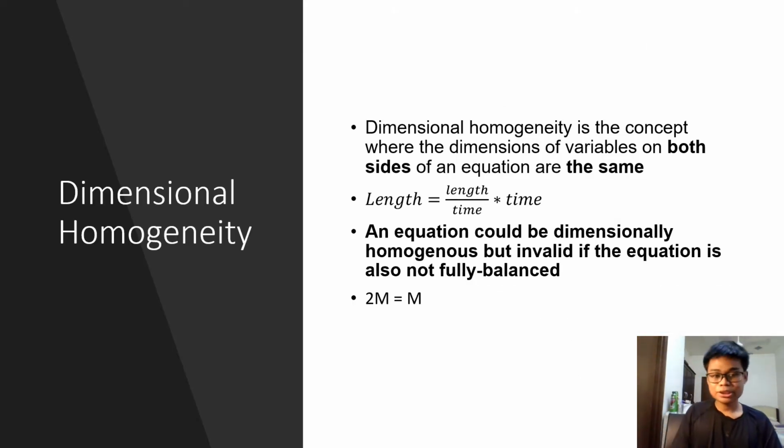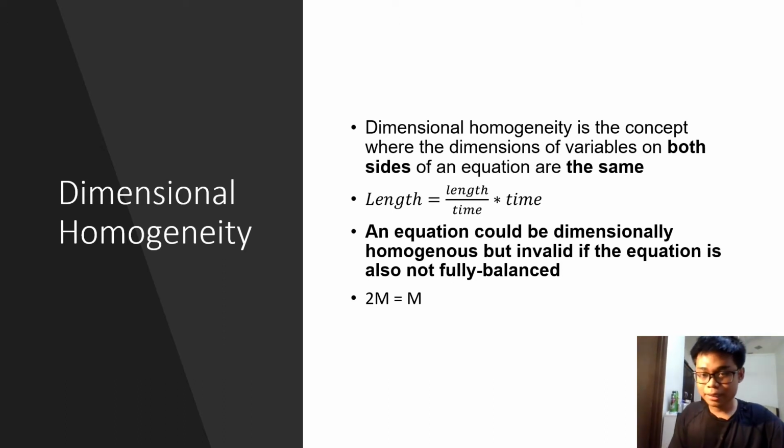Next, what is dimensional homogeneity? Dimensional homogeneity is the concept where the dimensions of variables on both sides of equations are the same. For examples, we have here length equals to length over time times time. So we have length in meter equals to length also in meter divided by second. So this is meter per second times second. So we can cancel the time, and we will get meter on the right side and the left side is also meter. So this equation satisfies the dimensional homogeneity.